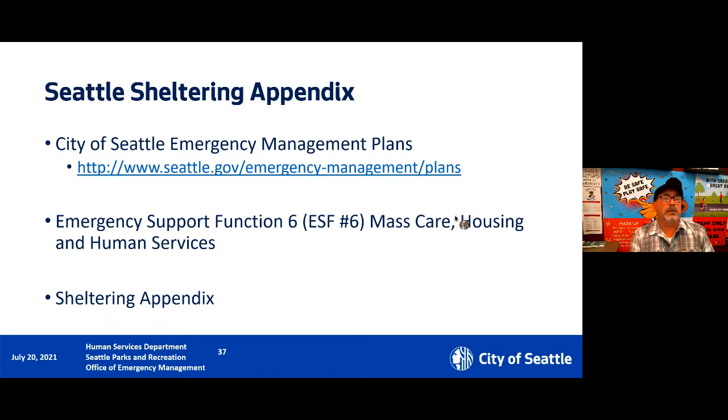So the shelter appendix has a lot of good information. So the City of Seattle Emergency Management Plan link is here below. It's also on the Office of Emergency Management webpage. The Emergency Support Function 6, ESF 6, Mass Care and Housing and Human Services, and Sheltering Appendix. So we've got a lot of information in the resource page that's below towards the end of the presentation that if you'd like, you can all access.